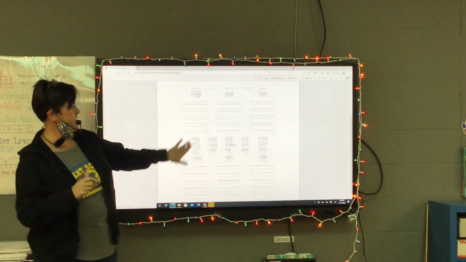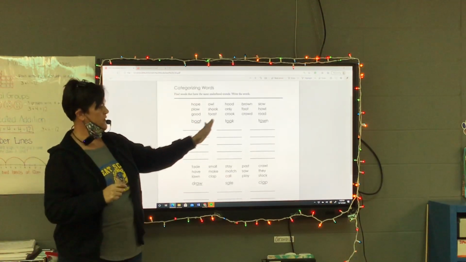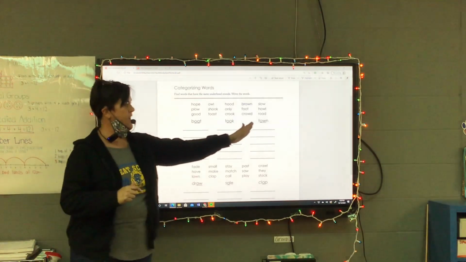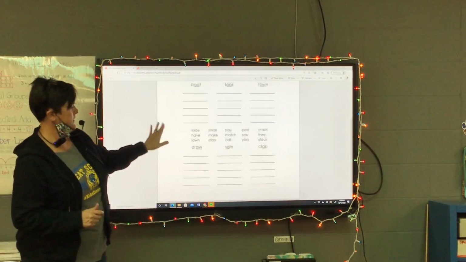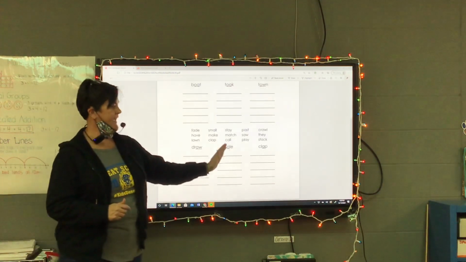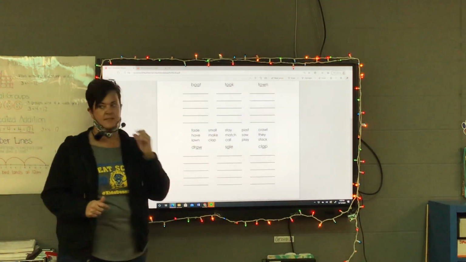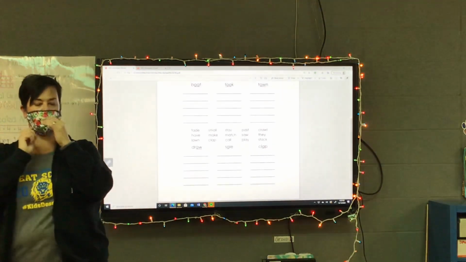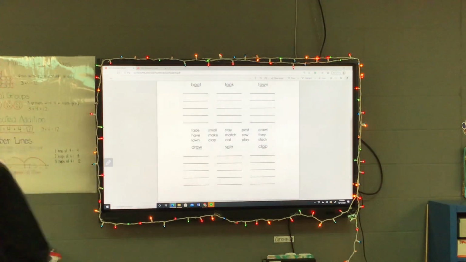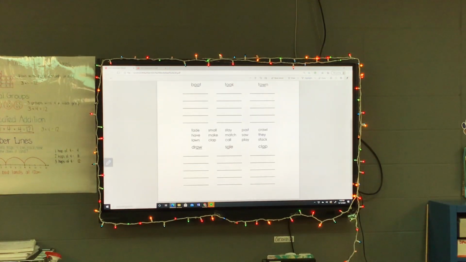So remember, you're looking for O, ow, aw, a, ah. Got it? Okay. I'll let you start. Like I said, it doesn't matter which page you do first, but then you'll tear it out and we'll staple them together.